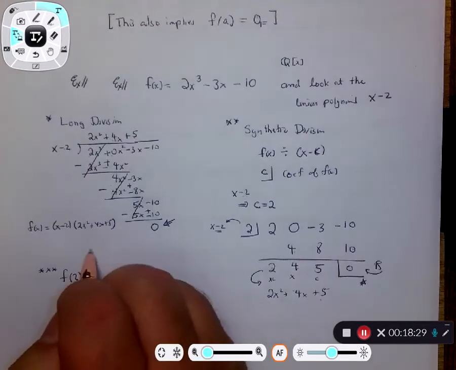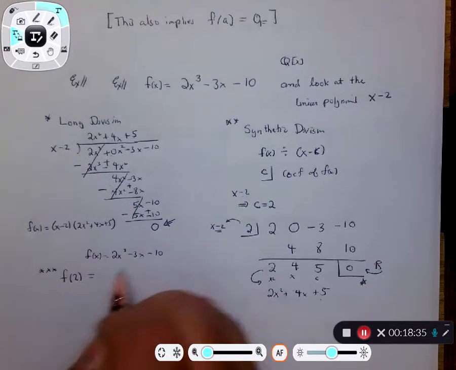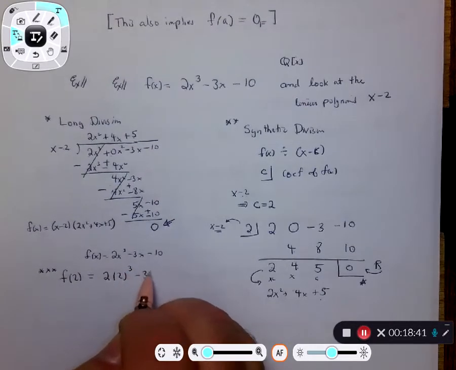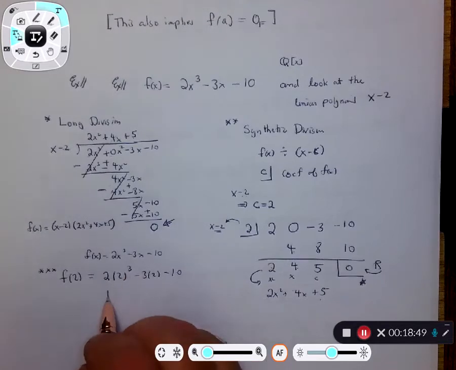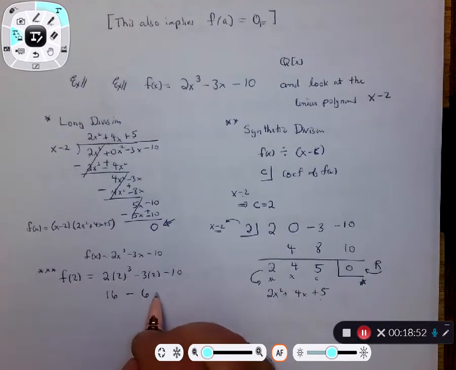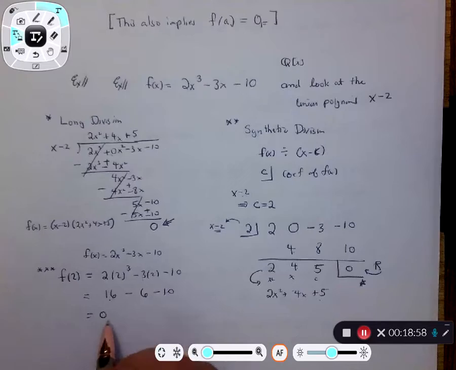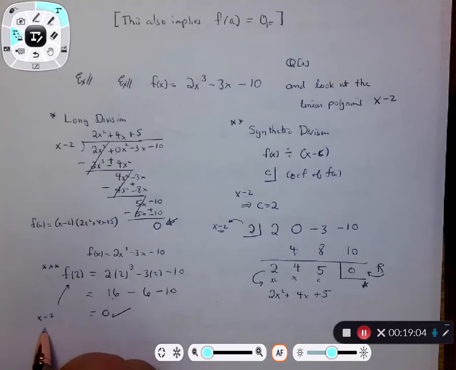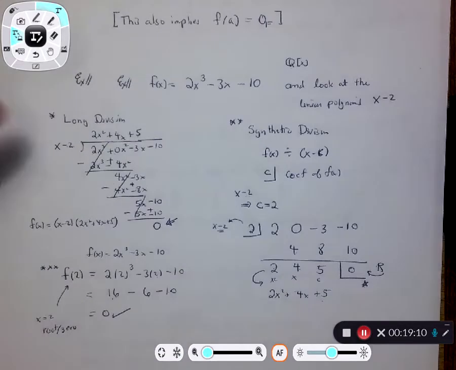So again, my function, just to remind you, was 2x cubed minus 3x minus 10. When I plug in 2, f of 2 would be 2 times 2 cubed minus 3 times 2 minus 10. 2 cubed is 8 times 2 is 16, minus 2 times 3 is 6, minus 10. 16 minus 6 is 10, minus 10 is 0. So when you get a 0, this means that x equals 2 is going to be a root or 0 of your polynomial. So you got 3 different methods.